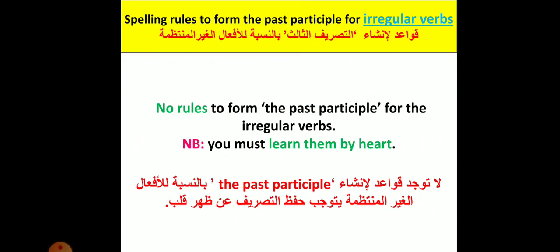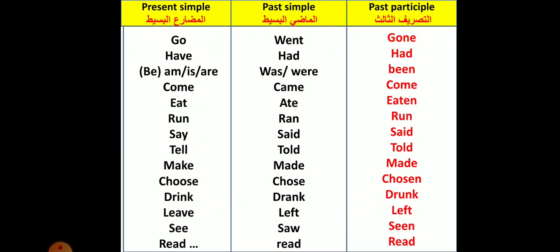Spelling rules to form the past participle for irregular verbs. There are no rules to form the past participle for the irregular verbs. You must learn them by heart, okay? The better you practice, the better you learn. Here are some verbs. In the simple present, verb to go, go, went, gone. Went in the past simple, gone in the past participle. Have, had, had.